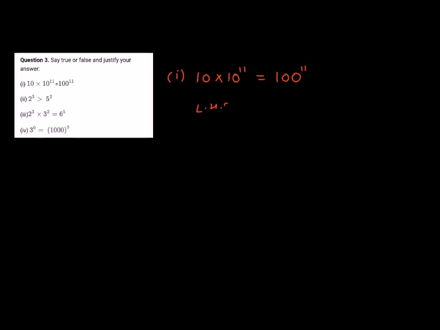So we will convert both these sides to some common base. Let us work on the left hand side. Left hand side is 10 raised to power 1 into 10 raised to power 11. So using the very first law of exponent, we get 10 raised to power 1 plus 11. So your answer is 10 raised to power 12. And the right hand side for this is 100 raised to power 11.